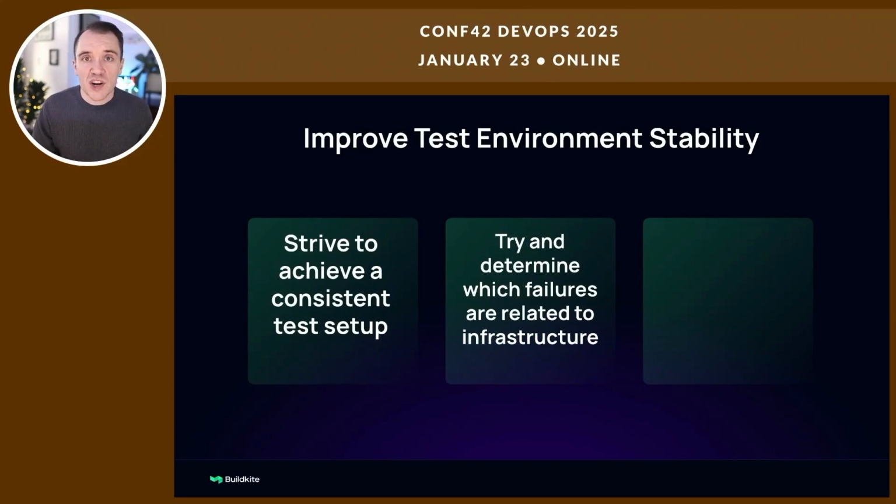Next up, you want to try and determine which failures are related to infrastructure. Determining whether a job failure is being caused by the environment or the infrastructure might not always be easy. These things can manifest themselves in a number of different ways. It's often not immediately obvious. However, you want to keep your eye out for a few things, such as timeouts and IO errors, tests that are failing, supposedly touching other services, or tests taking significantly longer between runs.